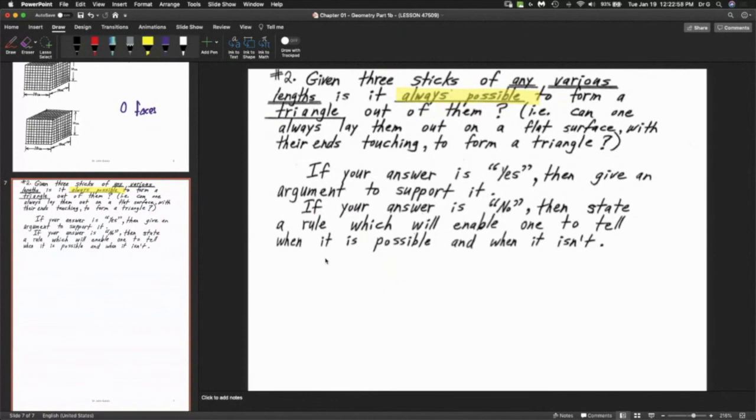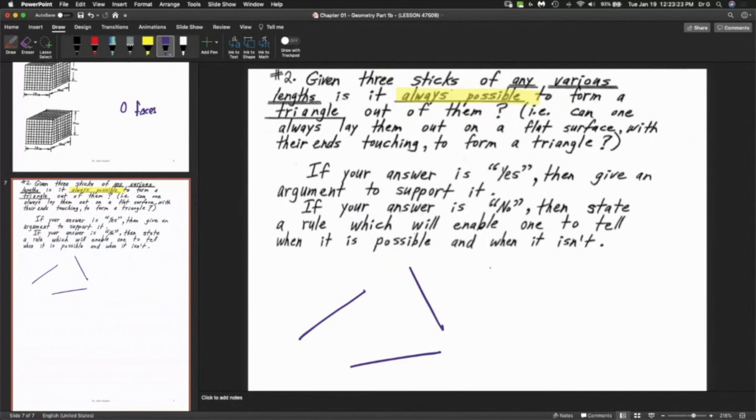Okay, so the question here is that if I give you 3 sticks, here's a stick, and here's a stick, can you take these 3 sticks, and they don't have to be the same length, they could be any length, can these 3 sticks always form a triangle? Will they always form a triangle? Keyword: always.